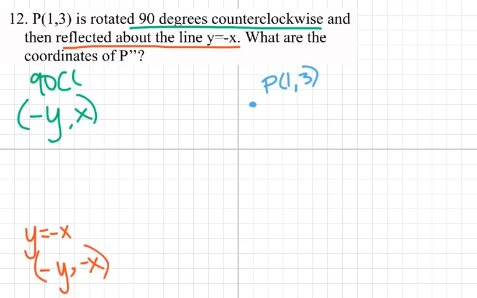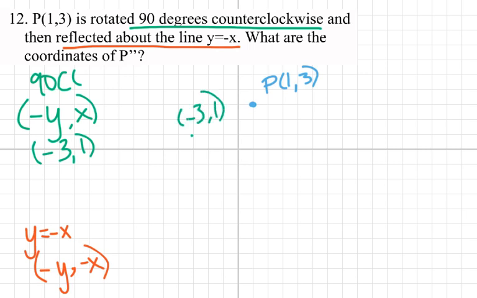Alright, so I'm going to take that first dot, (1, 3), and I'm going to apply the rule (negative y, x) to it, so that would become, let's see, (negative 3, 1). Yes. And I'm going to graph that. I really don't have to graph it, but I will.